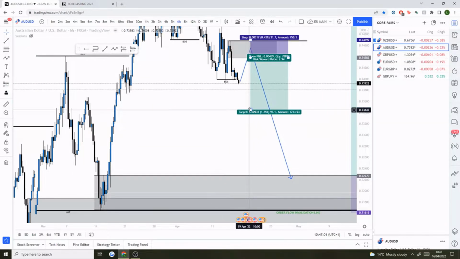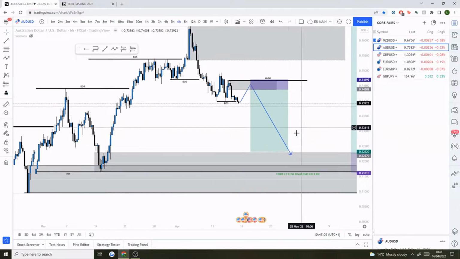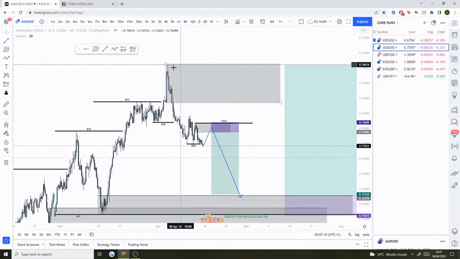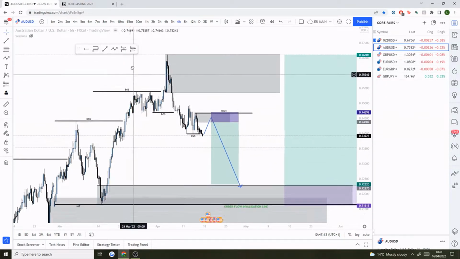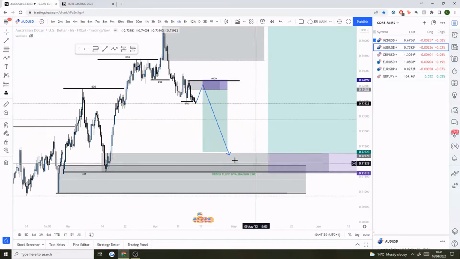And that will allow us to basically take price down into this daily order flow invalidation order block. So for me, AU this week, we have got sells out of here if price gets up there. When we do get down here, if we do, then I'm absolutely happy to take buys out of here, following this, supported by this order flow invalidation.